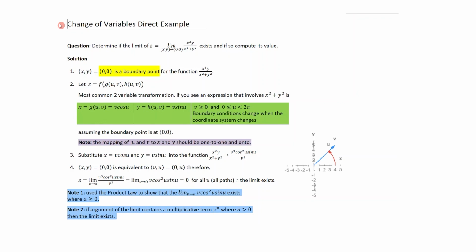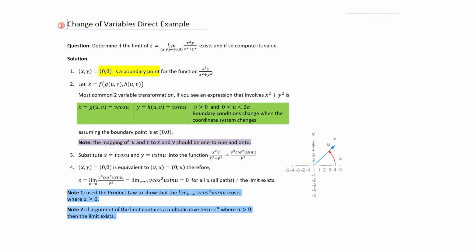So what we would like to do is to express x in terms of 2 new variables u and v, and y in terms of the same 2 variables u and v. And the most common 2 variable transformation, if you see an expression that involves x squared plus y squared, is to basically let x be equal to v cos u and y to be equal to v sine u. And there are some restrictions placed on v and u. v is greater than or equal to 0, and u lies between 0 and 2 pi.